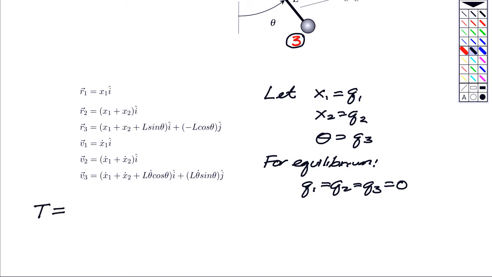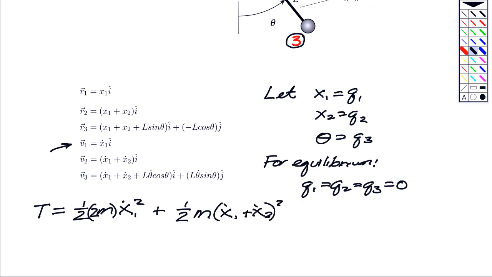T. T is going to be 1/2 mv squared. We see that v1 is just going to be equal to, the speed is going to be x1 dot. So this is x1 dot squared. It's going to be 1/2, and I'm sorry, this should be a mass of 2m. Then we have 1/2 mv2 squared, so that's going to be equal to x1 dot plus x2 dot quantity squared.